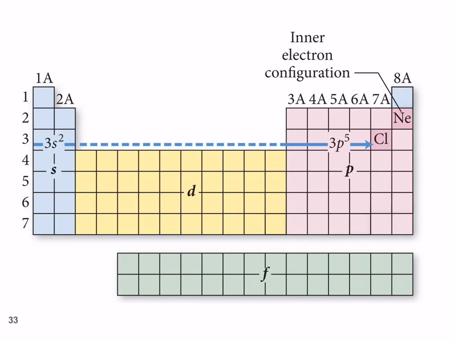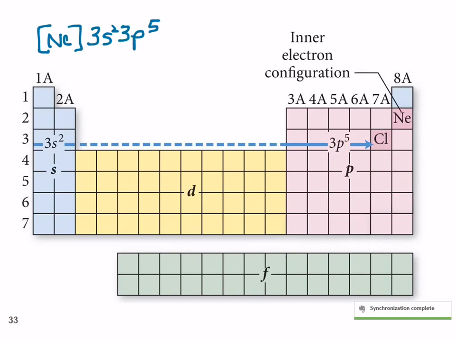Writing the noble gas configuration or the inner electron configuration is even easier. If we were doing chlorine, go to the end of the row previous, write that in brackets, and then just fill in what comes after. So for chlorine, it would be neon in brackets. And after neon, there's 3s2 and then 3p5.